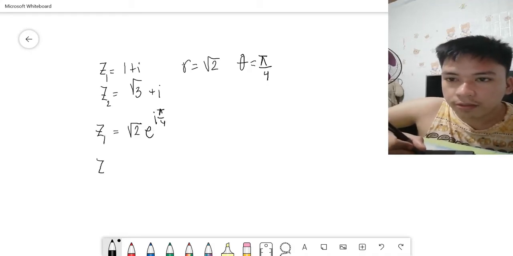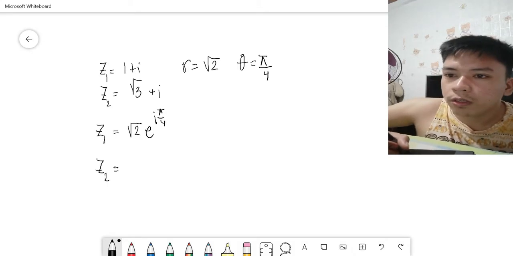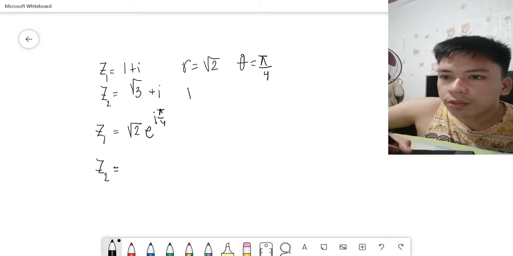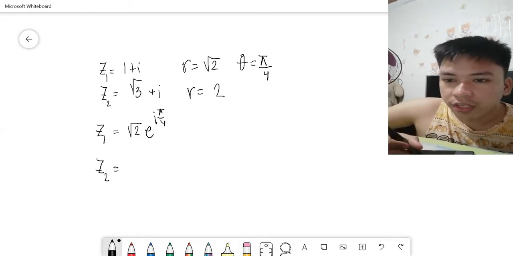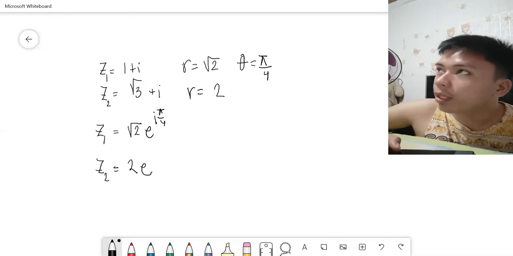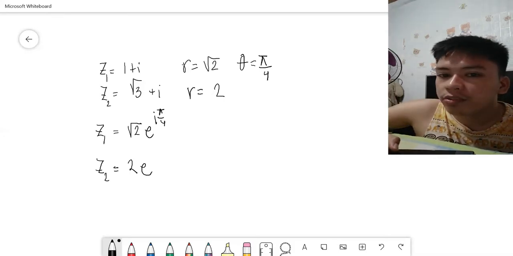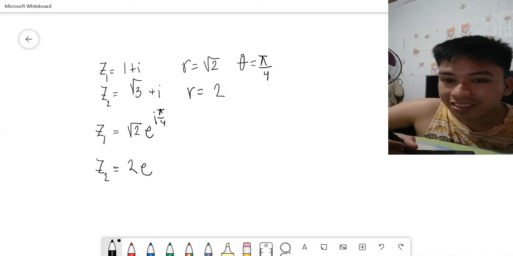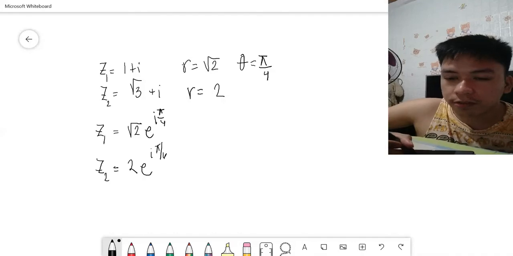And I can write z2. r for z2 is square root of 3 plus 1, so that's 2. So I shall write this as 2 e to the, that's 1 over square root of 3. So basically that's, when x is square root of 3, the pi over 6. Okay, that's pi over 6.